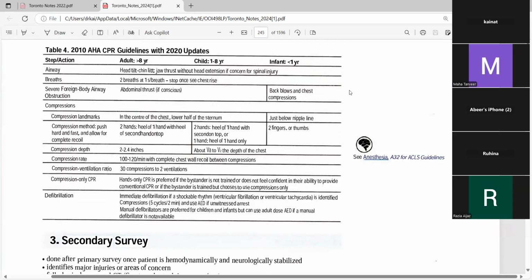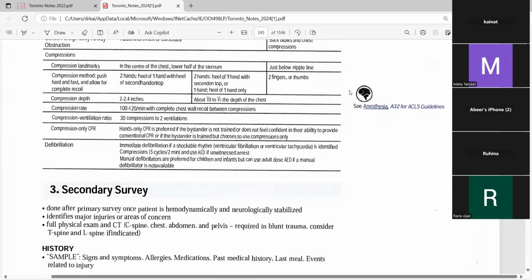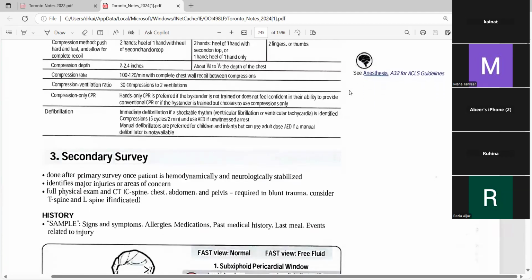Compression ventilation ratio is basically 30 compressions to 2 ventilations. Compression-only CPR, hands-only CPR, is preferred if the bystander is not trained or does not feel confident in their ability to provide ventilation, so you can always call the next person. Then defibrillation: immediate defibrillation if a shockable rhythm is identified; continue compression and use AED if an unwitnessed arrest. Manual defibrillators are preferred for children and infants, and you can use an adult dose AED if a manual defibrillator is not available. So just an idea about how the defibrillator works.